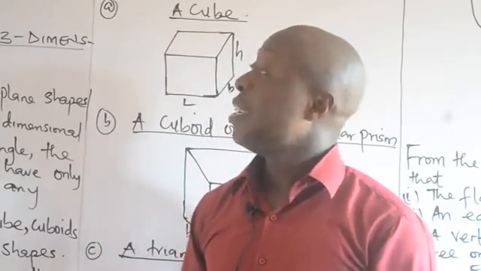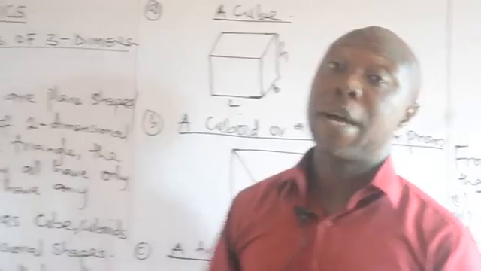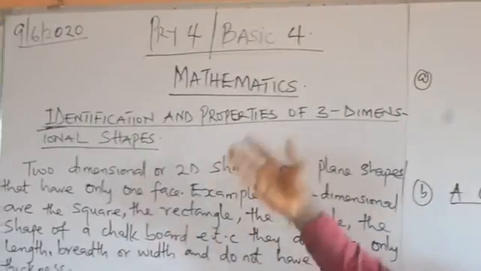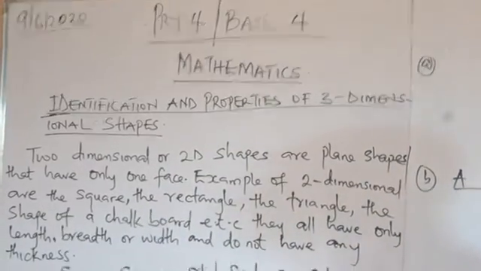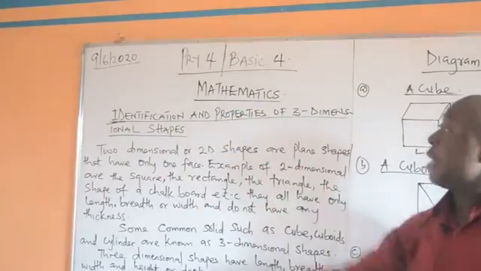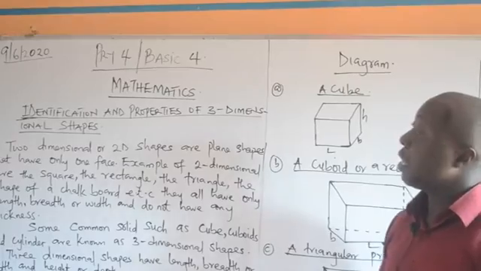Benjamin. This class is mathematics class for primary 4 and basic 4. And our topic this morning is identification and properties of three-dimensional shape. Let me recap the topic again: identification and properties of three-dimensional shape.